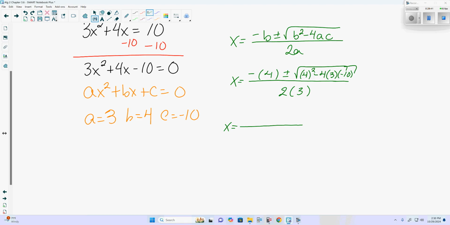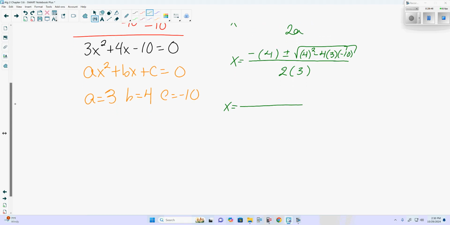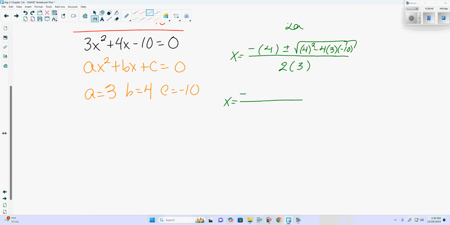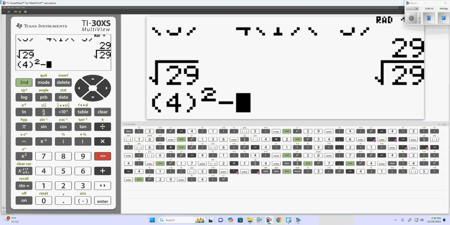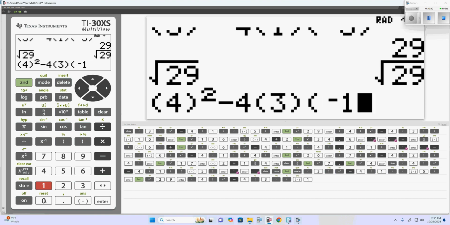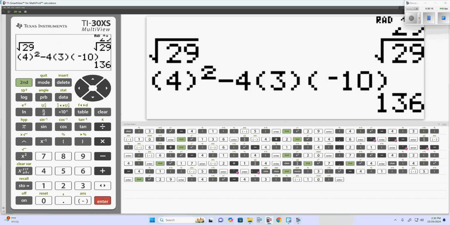Questions on any of this here so far? Now our negative 4 is going to reduce to, well, negative 4. Plus or minus square root. The denominator, 2 times 3 is 6. Now the only other thing we need to reduce at this point is our 4 squared minus 4 times 3 times negative 10. 4 squared minus 4 times 3 times negative 10 is 136.